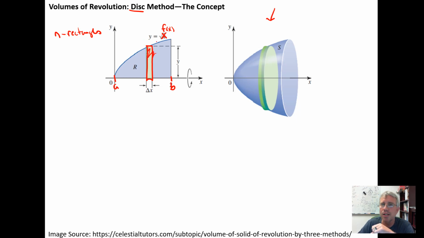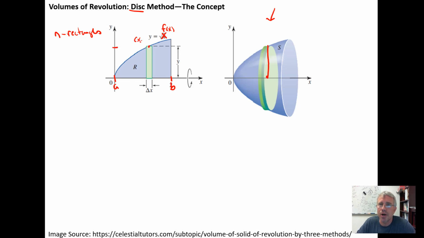And what I want to recognize is when I revolve this rectangle around the x-axis, I'm going to get a disk. And here it is shown in green right here. I get a disk, and that disk is going to have a radius. And what I want to recognize is that the radius of that disk is going to be y, the y coordinate of the center of the disk.